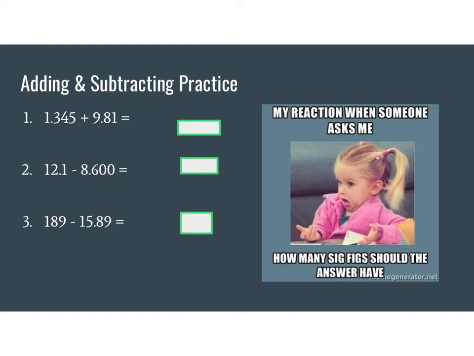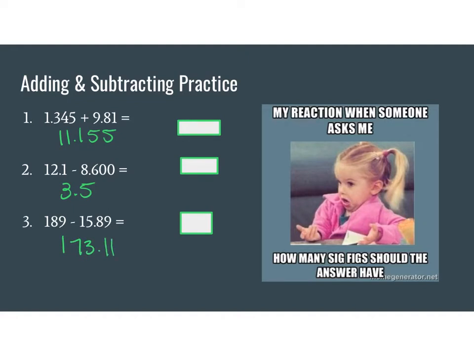What you should have gotten for your calculator answers: the first one, we have 1.345 plus 9.81. Your answer for this one should have ended up being 11.155. For our second one, 12.1 minus 8.600, on my calculator you get 3.5. And then you have 189 minus 15.89. I end up with 173.11.